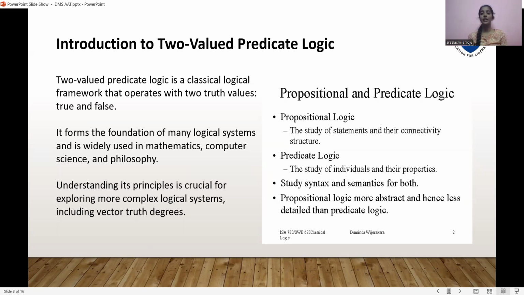Propositional and predicate logic. Propositional logic is the study of statements and their connective structure. Predicate logic is the study of individuals and their properties. We study syntax and semantics for both. Propositional logic is more abstract and hence less detailed than predicate logic.